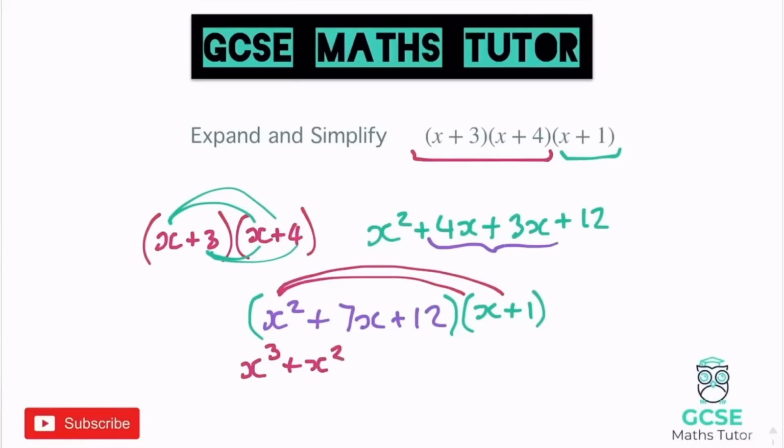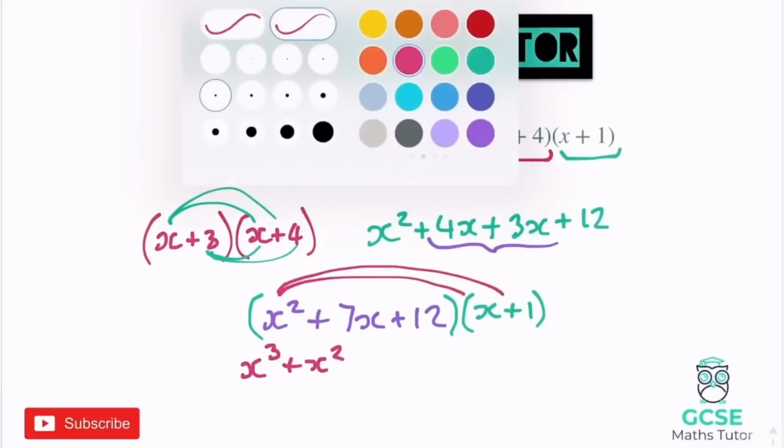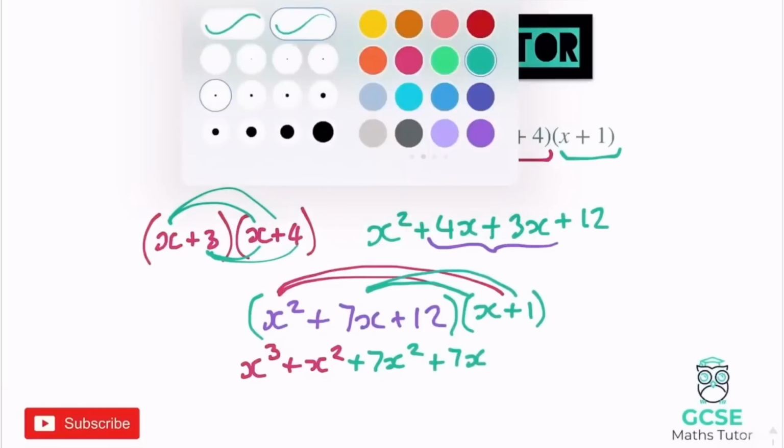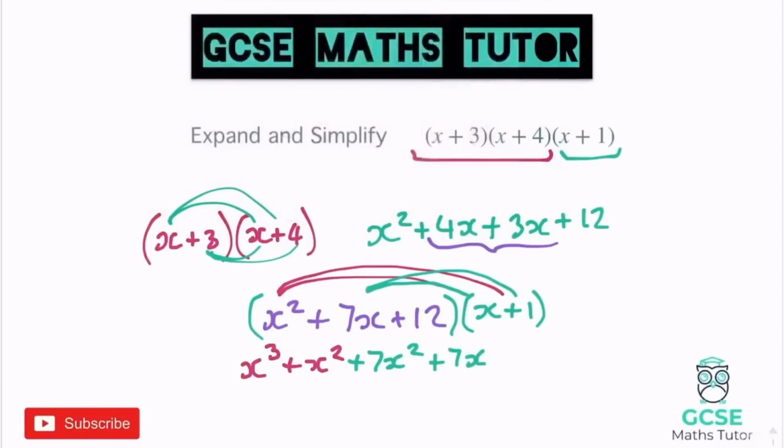And then I need to move on to the 7x. Now it is going to start to get a bit messy, so I'm going to try and use different colours here just to separate it out a bit. Let's go with the green. So 7x now times x. There we go, 7x times x gives us 7x squared. It's positive, so plus 7x squared. Then we've got the 7x times the 1. One lot of 7x is just 7x. And now I'm going to move on to the 12. So moving on to that to finish it off, we've got 12 times x, which gives us 12x. And then 12 times the 1, which gives us 12.